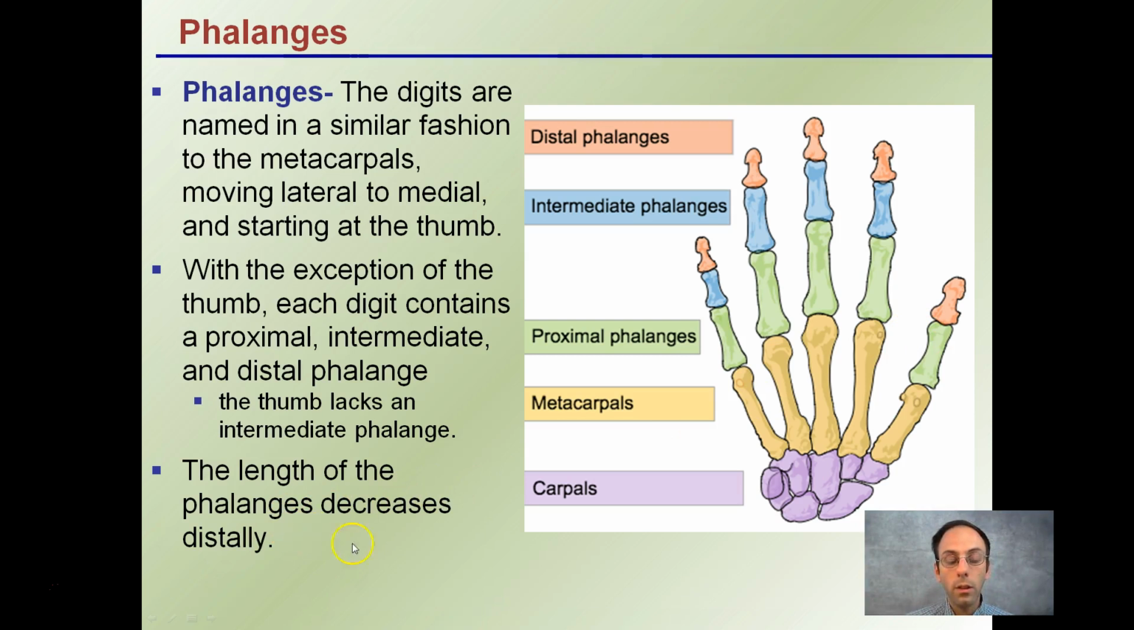The length of the phalanges decreases distally. So as we're getting further away, our phalanges are getting smaller. The size or length of those bones is getting progressively smaller. Keep in mind, again, our metacarpals, our palm, are located here, and our carpals are down here, articulating with the ulna and the radius.